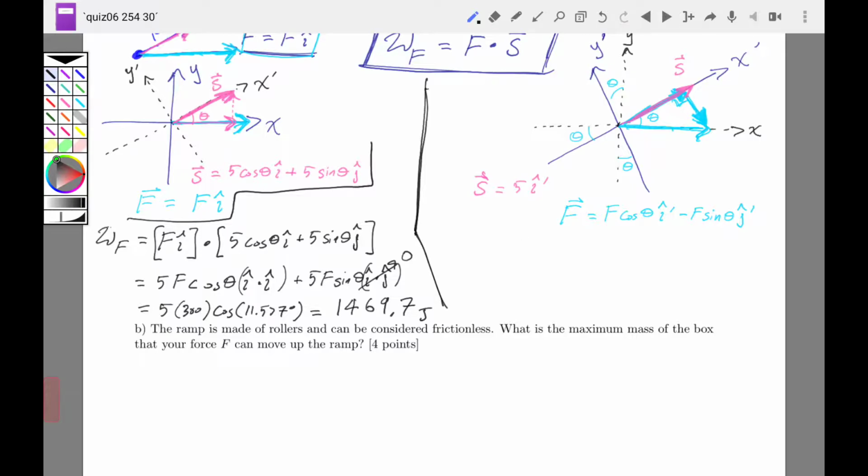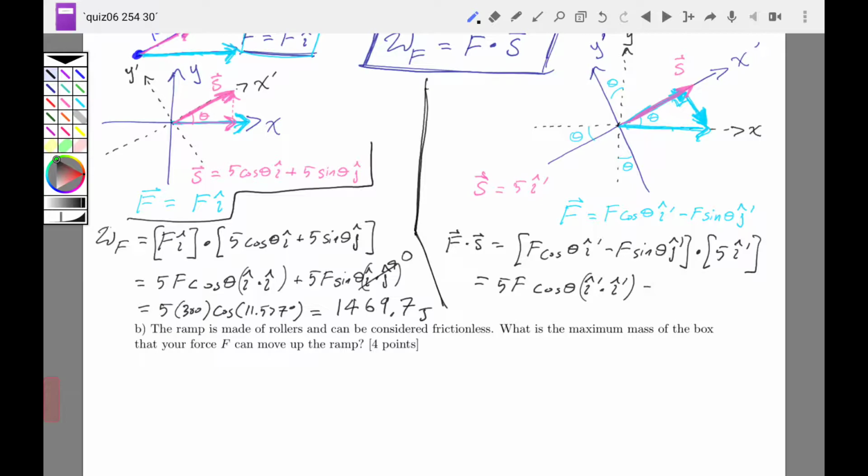So I expect F dot S to be the same over here. F cosine theta i prime minus F sine theta j hat prime dotted into 5 i hat prime. It's equal to 5F cosine theta i hat prime minus 5F sine theta j hat prime dot i hat prime. That's 0 because those are orthogonal. And then we have again 5 times 300 times cosine of 11.537 degrees, 1,469.7 joules.